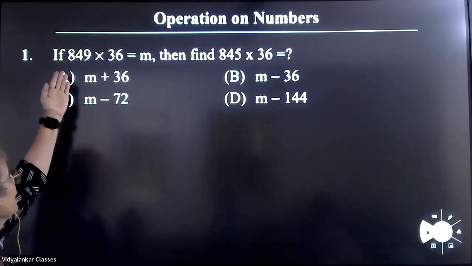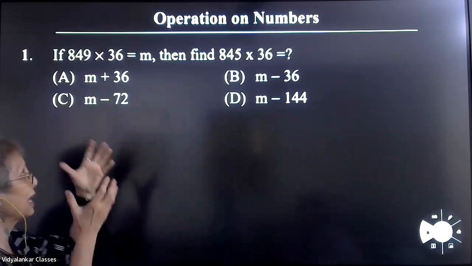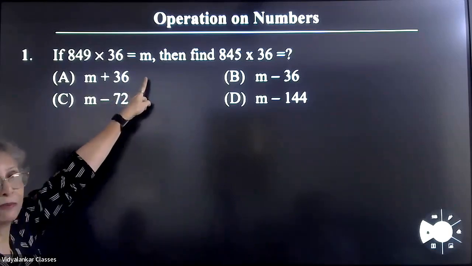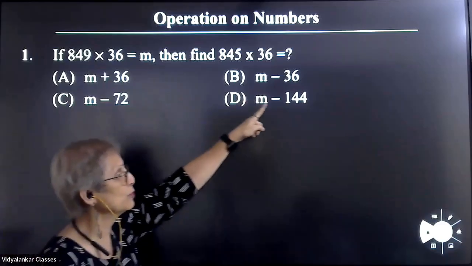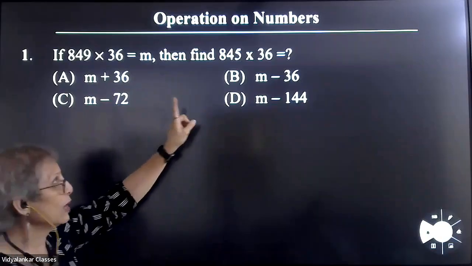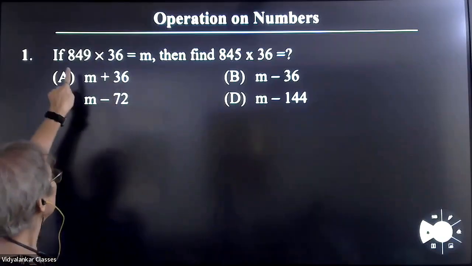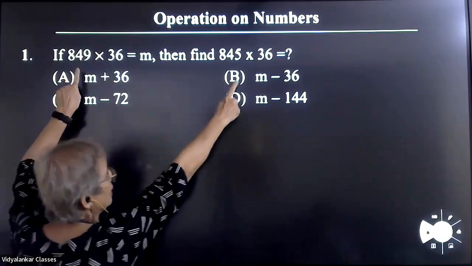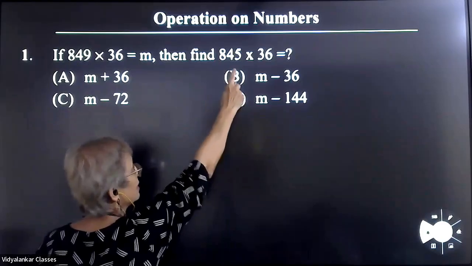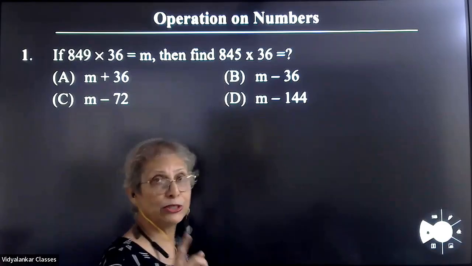What is given here? That 849 into 36 is equal to m. So that means the actual multiplication and the product is not required. It is given in the form of m, and the required answer also should be in the form of m. It is in terms of m only, right? So the answer also should be in terms of m. So here what can we do? Observe the question and the given. Given is 849 and in the question it is 845. So here we are going to use the distributive property.